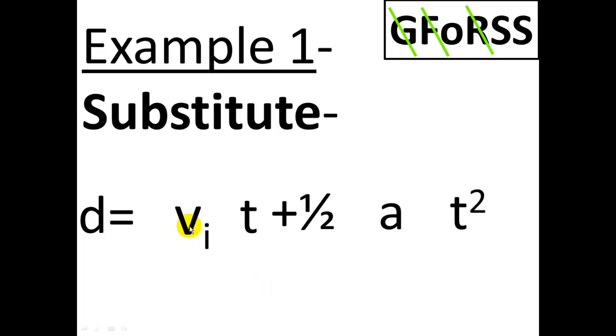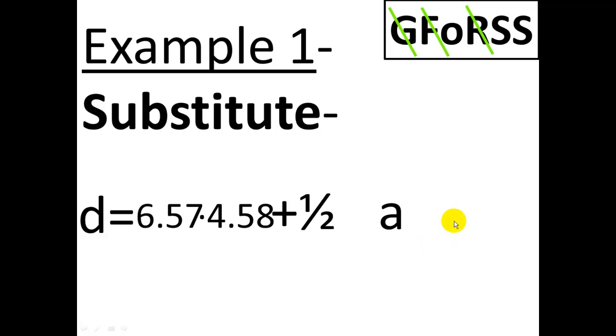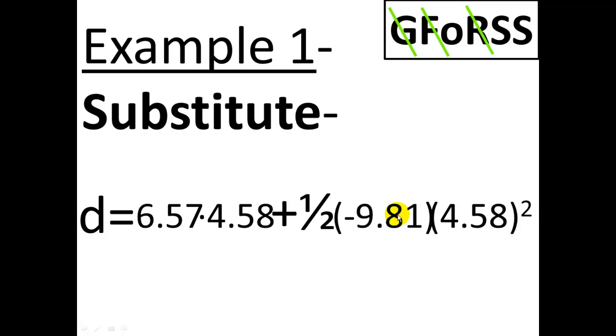Next, we need to substitute in our known values. We know what the initial velocity is, and it is 6.57 meters per second. We know what the time is, and it's in here twice, so I'll put it here. It was 4.58 seconds, and also here 4.58 seconds. The acceleration that we already know is acceleration due to gravity, which is negative 9.81 meters per second squared. And so now we've done all our substitutions, and we're ready to go on and solve.